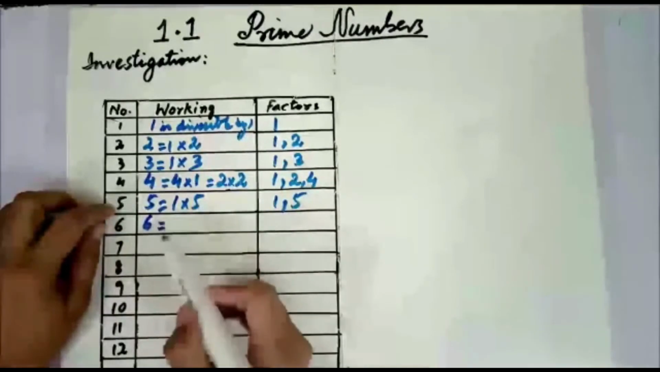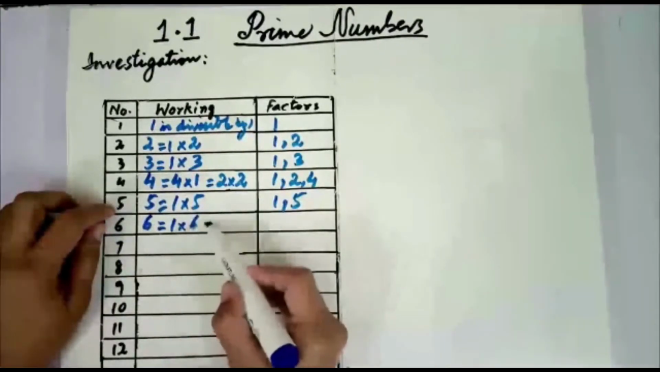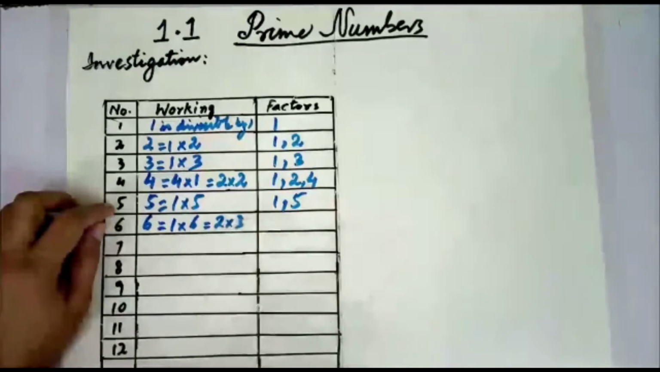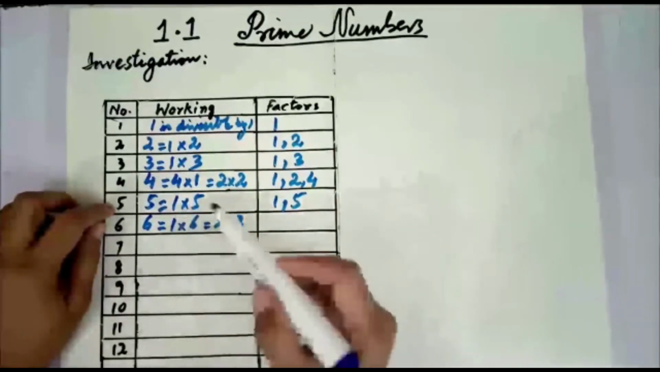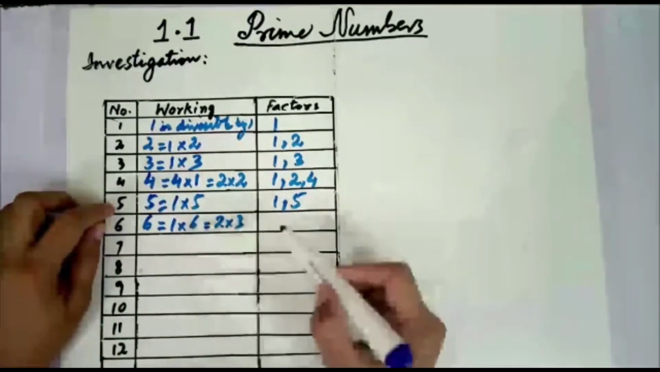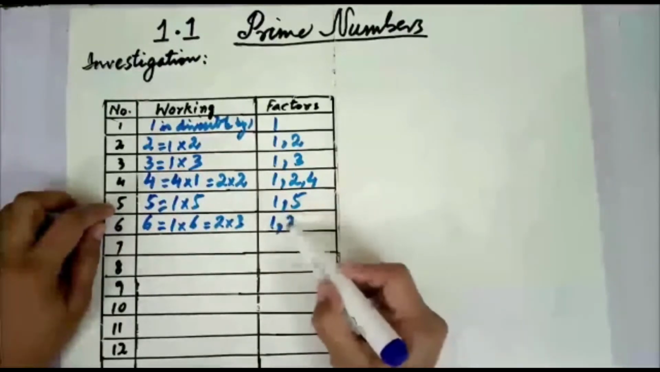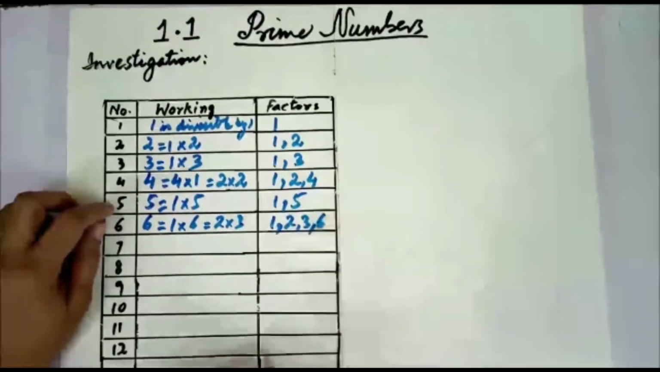Now I will write here 1 multiplied by 6 is equal to 2 multiplied by 3. How many factors are there? 1, 2, 3 and 6. We will write them in order as this.